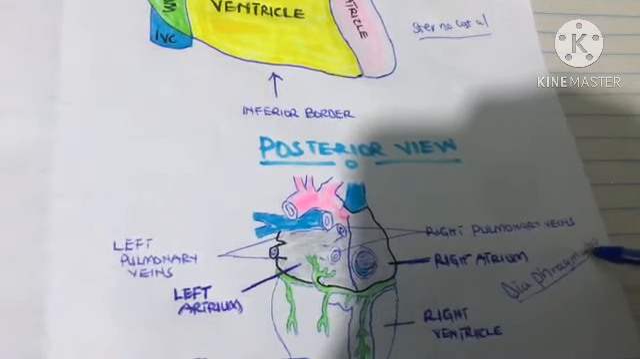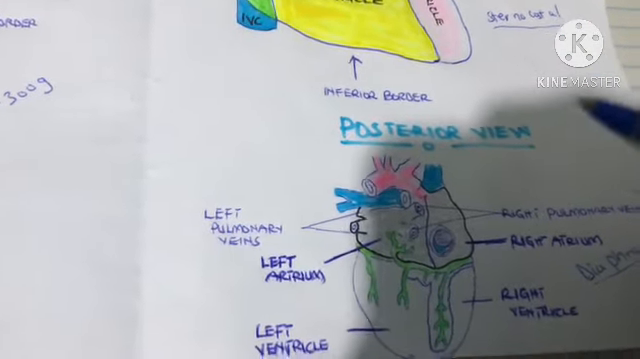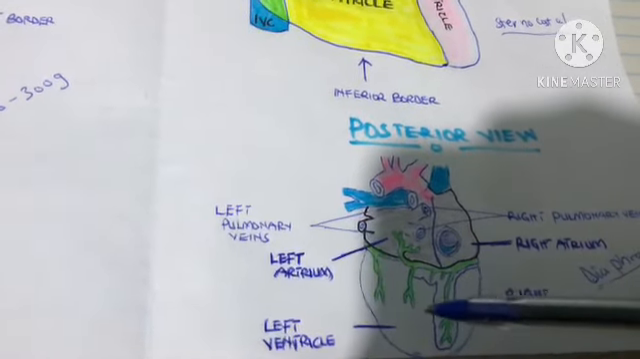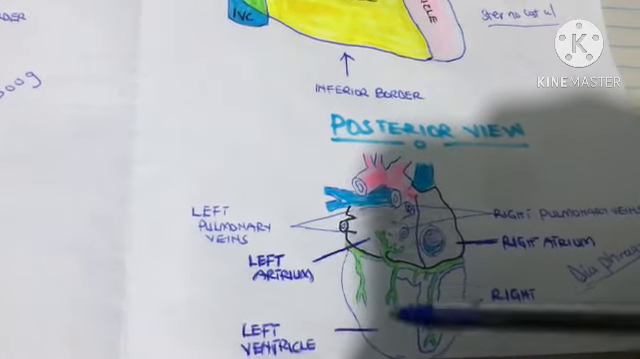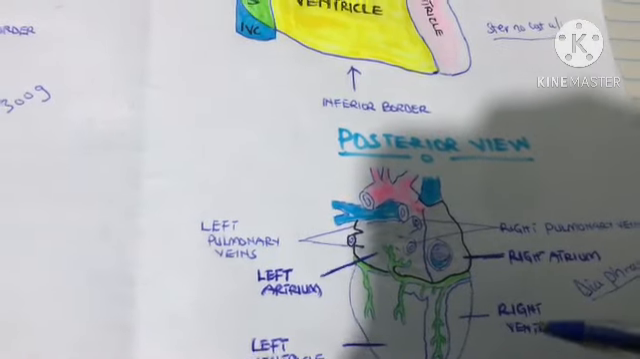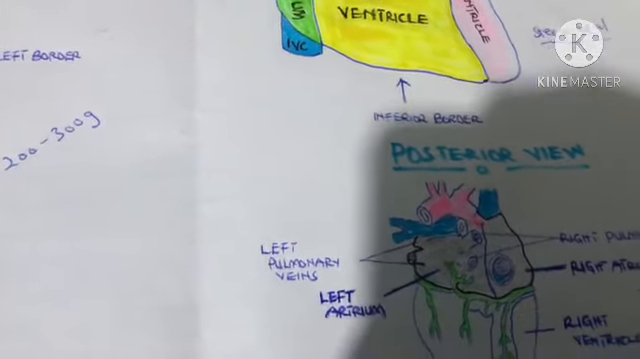Surface. As you can see here, the diaphragmatic surface lies on the diaphragm. And the diaphragmatic surface, or the inferior surface, is mainly formed by the left ventricle, or let me say 2/3 by the left ventricle, and 1/3 by the right ventricle. Now let's look at the cardiac walls.